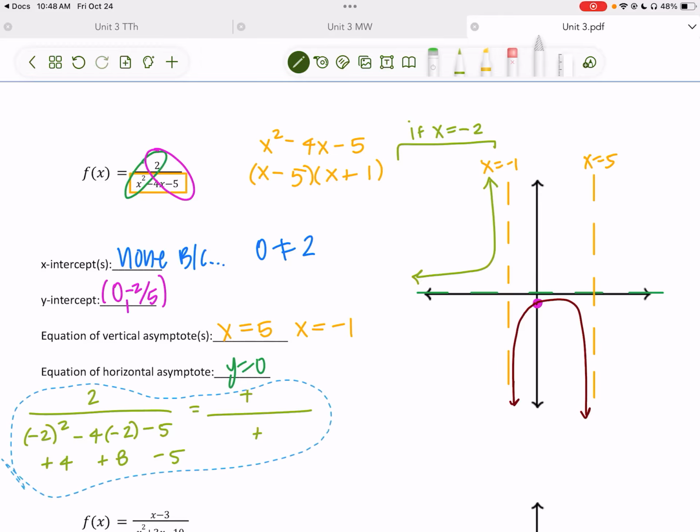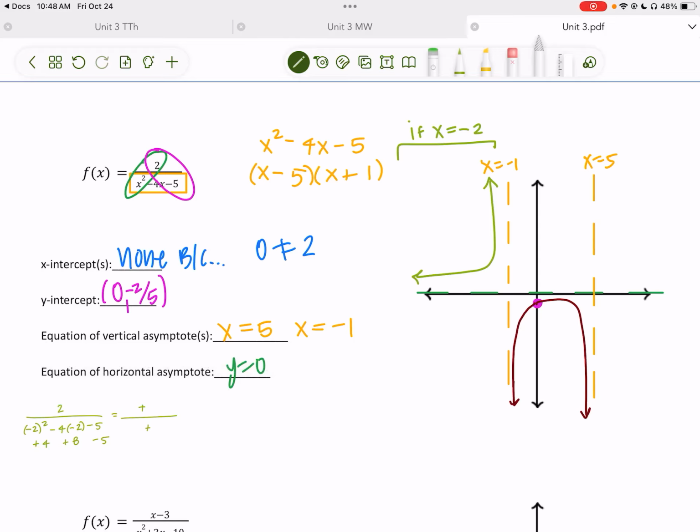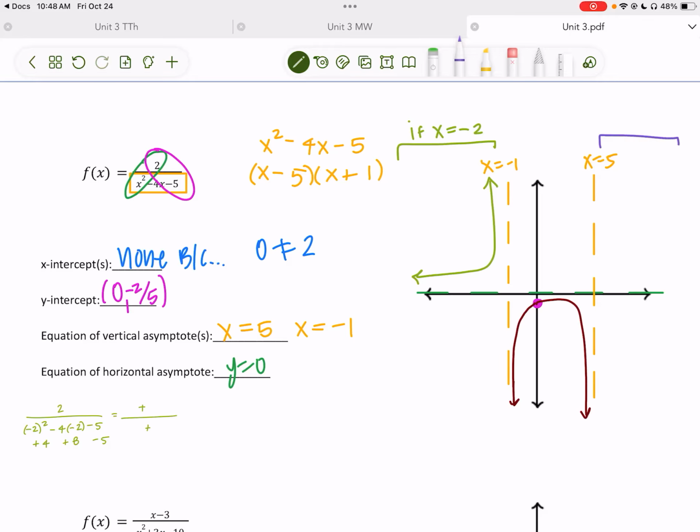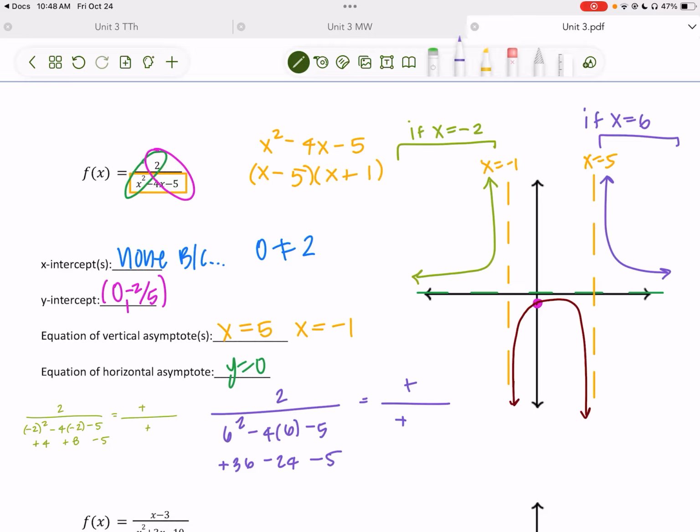Let me make this a little bit smaller so we have more room. So let's do if x is 6. So if x is 6, we have 2 over 6 squared minus 4 times 6 minus 5. So that's again a positive. We have a positive 36 minus 24 minus 5. I believe that's also positive. So that means this curve is also above the axis. Now you're done.